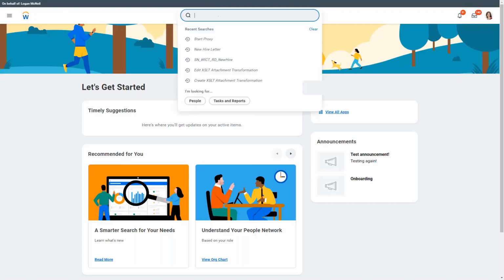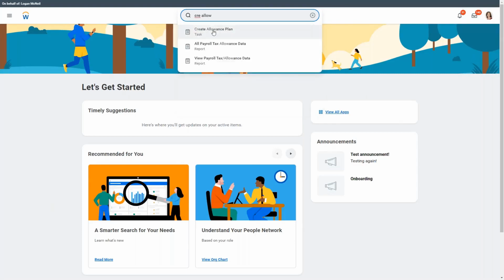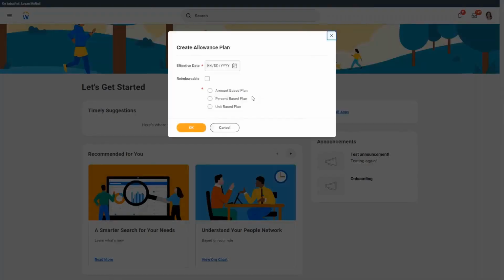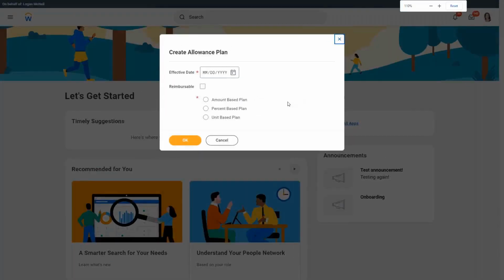So let me create an allowance plan. Okay, the task to create an allowance plan is create allowance plan. Now we have a few options here. Number one is it can be an amount-based plan. It can be a percentage-based plan, or it can be a unit-based plan. And on top of it, we have an option to make it reimbursable.